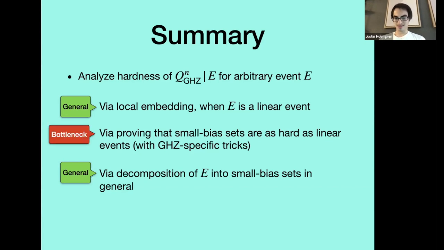And so just to say again, the bottleneck for us is showing that small bias sets are as hard as linear events. Or maybe there's a different notion of pseudo-randomness that would make things easier, or maybe there's just a better analysis here. But understanding this step better would probably give improved results. Maybe exponential bounds, maybe generalizing to more games. I don't know.